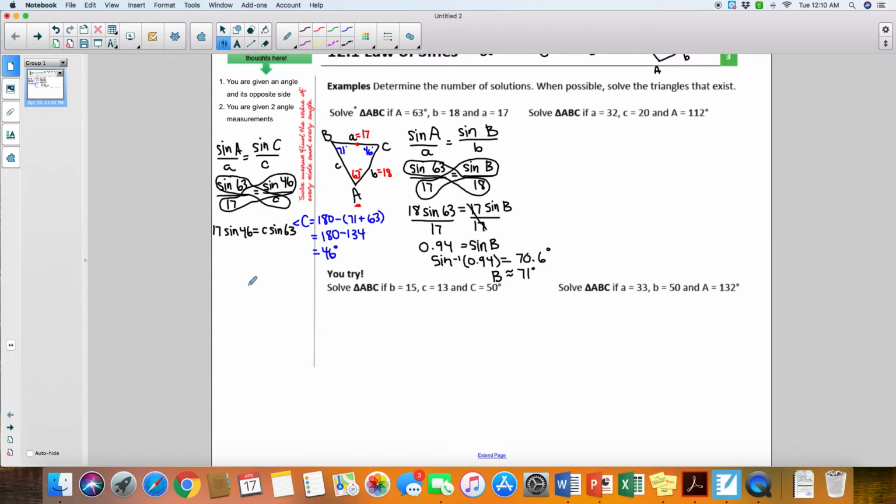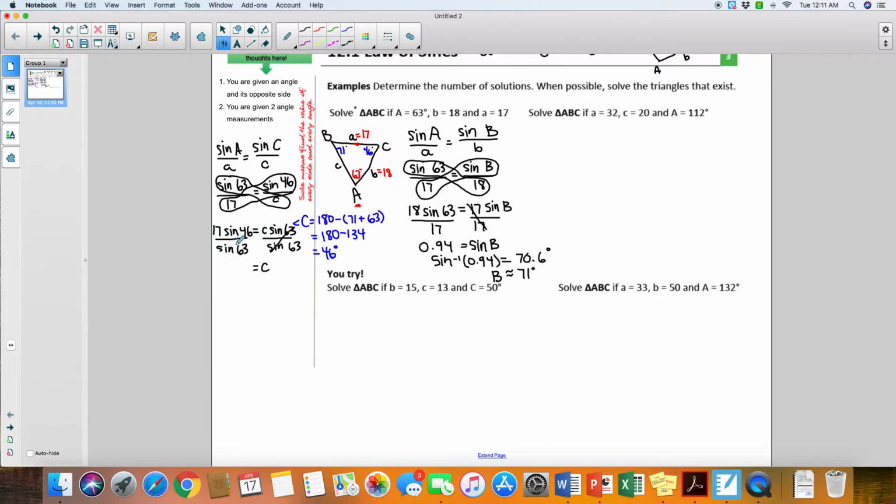All right, and so here I am solving for c, so this is multiplication. To undo multiplication, the inverse of multiplication is division. So I would divide both sides by sine 63. All right, so sine of 63 would cancel out on both sides. All right, and I will just type this whole thing into my calculator.